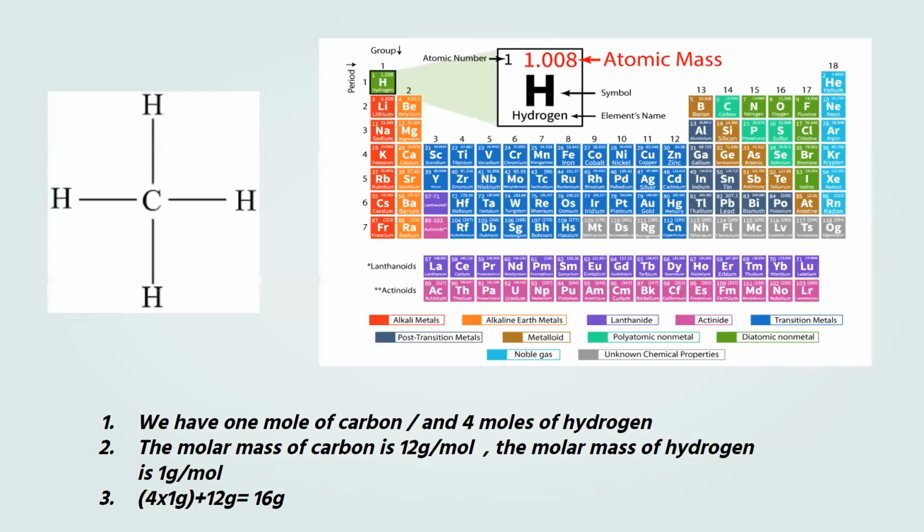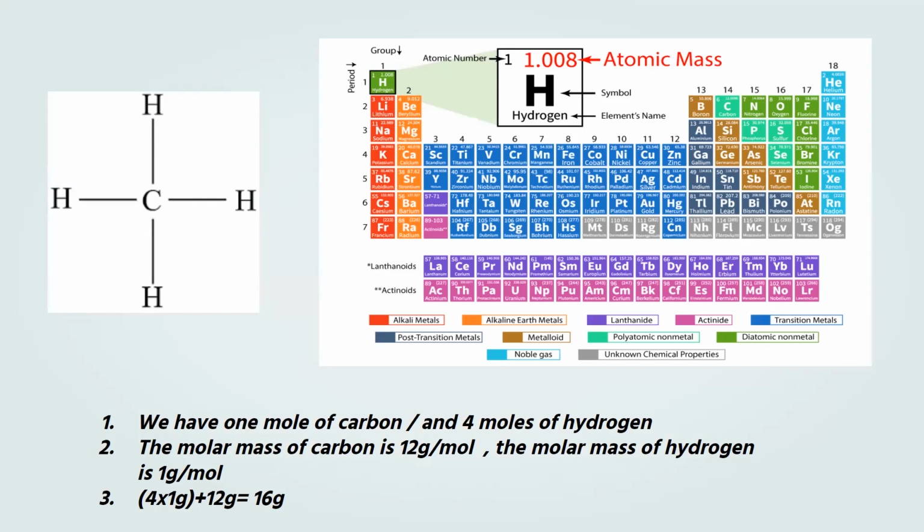So, for example, you see hydrogen has an atomic mass of basically 1. When you answer these questions, you can basically round them up. We have 1 mole of carbon and 4 moles of hydrogen in this diagram right here. So the molar mass of carbon is 12, and the molar mass of hydrogen is 1. So 4 times 1 plus 12 gives us right about 16 grams in terms of molar mass of this compound right here.